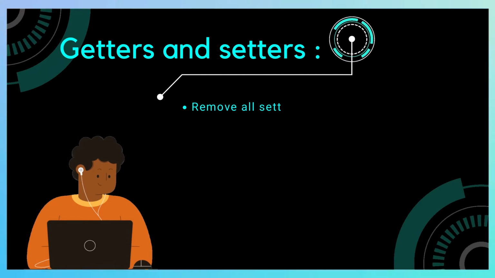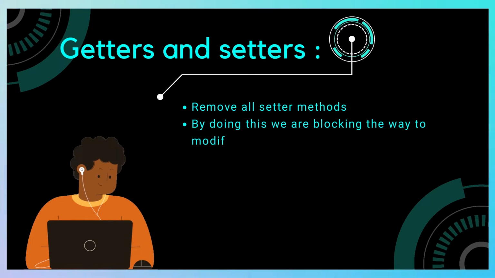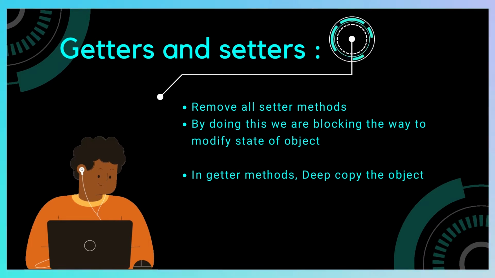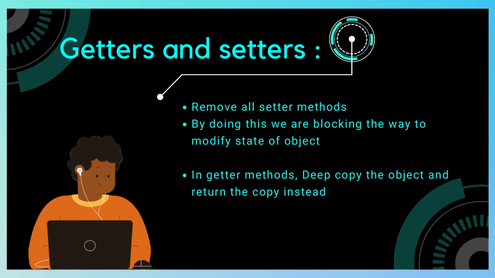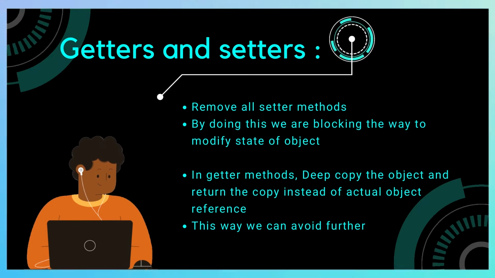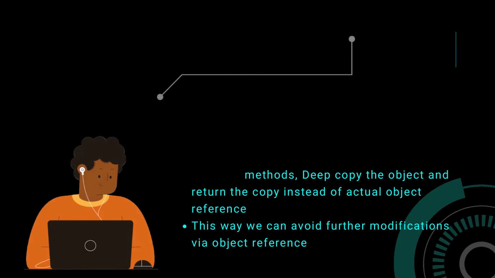Getters and setters: remove all setter methods. By removing setters, we are blocking the way to modify the state of an object. In getter methods, deep copy the object, and return the copy instead of an actual object reference. This way we can avoid further modifications using object reference.